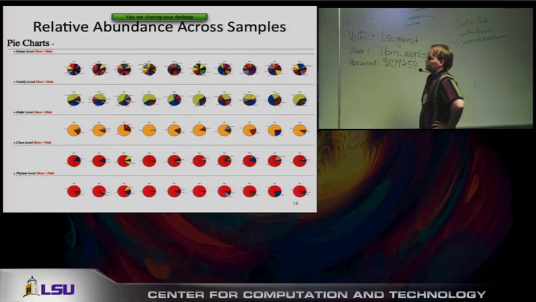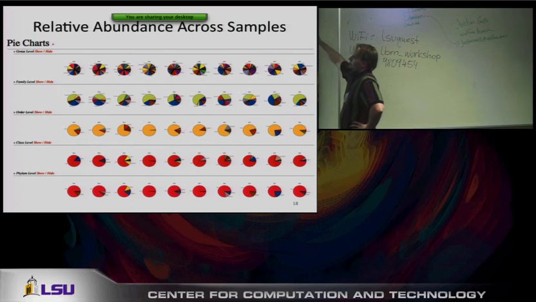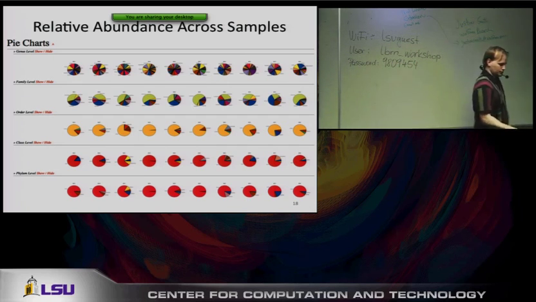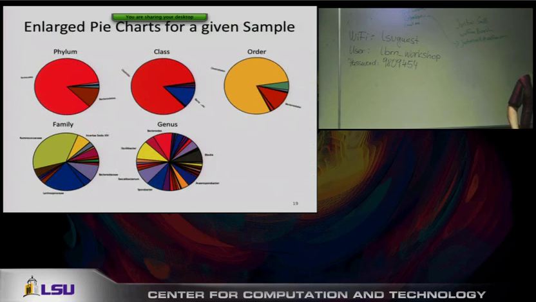And then they have, of course, the pie charts. And the pie charts go, again, all the way from genus, family, order, class, phylum. What you can see is in each column, we have a different sample. You can see, as you get more and more specific with your classifications, how these different groups break out into different species or phyla as you go down from phylum to genus. And here's just an enlargement of what that looks like.